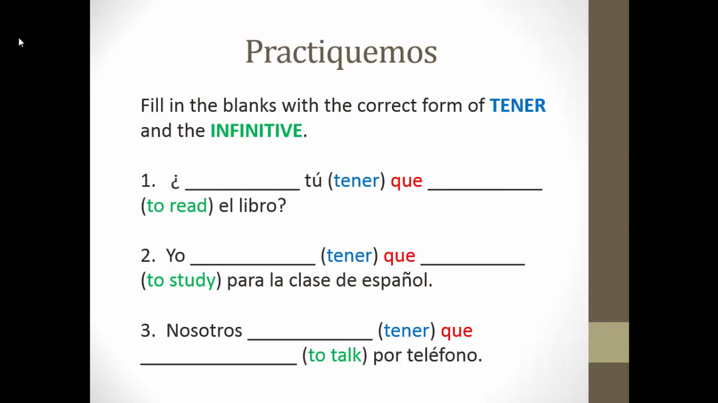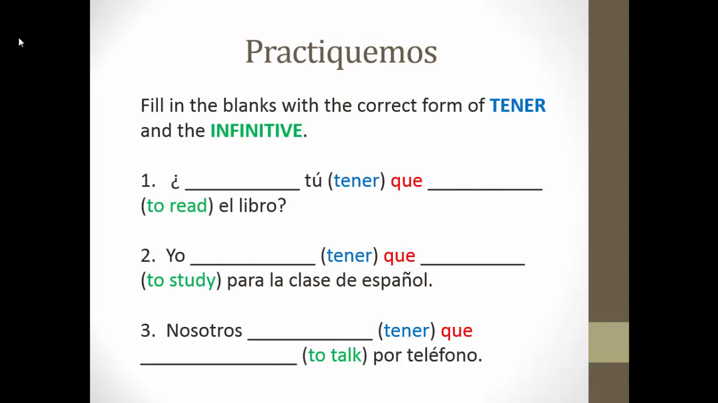Okay, practiquemos. Fill in the blanks with the correct form of tener and the infinitive. Notice each sentence already has the word que, so you don't need to include that yourself. Alright, so let's look at número uno. The subject is tú. The form of tener we need in the blank is tienes. And to read is leer. So the sentence should be, ¿Tienes que leer el libro? Do you have to read the book?